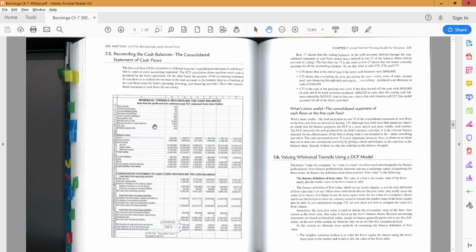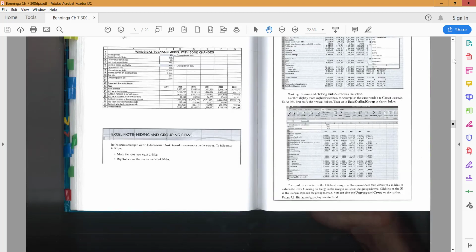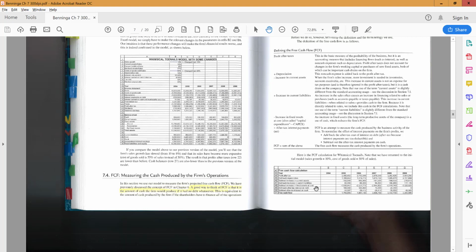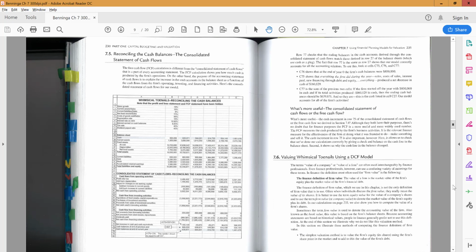He goes on in 7.5 to do the consolidated statement of cash flows, but that's getting a little bit ahead of the homework, so we'll back up and focus on just what we're going to do with the free cash flow and how we're going to discount it. In section 7.5, he goes ahead and creates a consolidated statement of cash flows. And so here we're just picking and choosing items from above so that we can separate cash flows into three different activities: operating activities, investing activities, and financing activities.